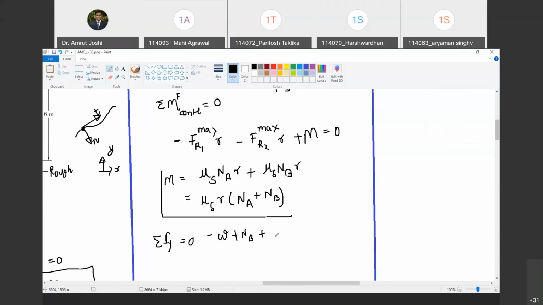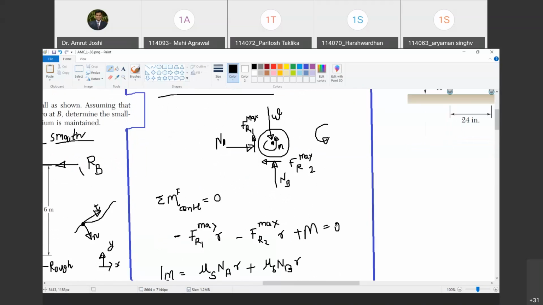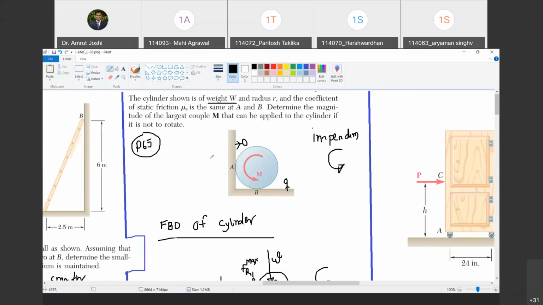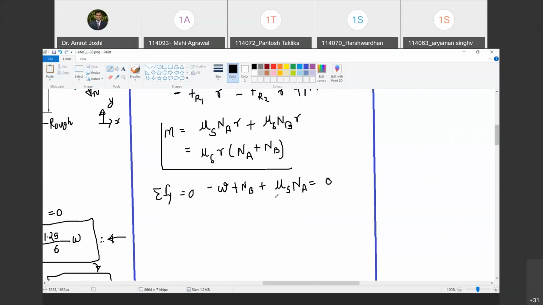But what is Fr1 max? µs times Na. Do you agree with me? Yes, sir. This must be equal to 0. Happy? Yes, sir. So what does that give me? µs, is it given there? µs is the same for all, so µs is a known quantity. So the unknowns here are only Na and Nb. So I get the first equation: µs times (Na plus Nb) must be equal to W.